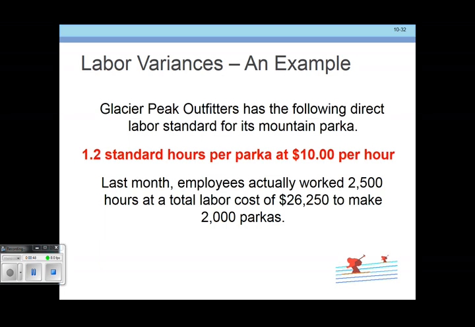It should have taken 1.2 standard hours per parka to sew them. Each standard hour was valued at $10 an hour. They actually worked 2,500 hours. Total labor cost was $26,250 to make 2,000 parkas.